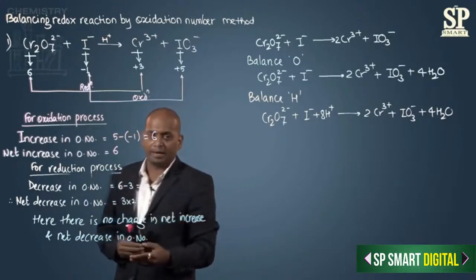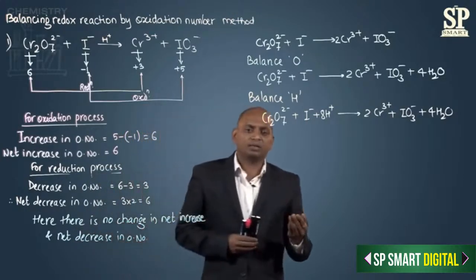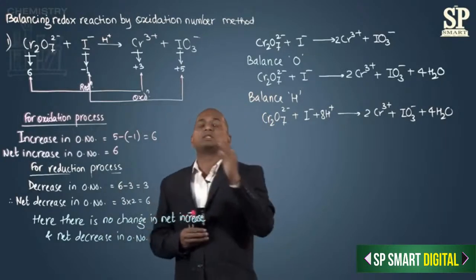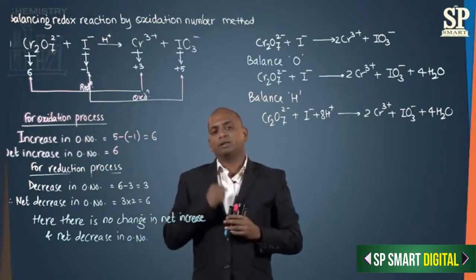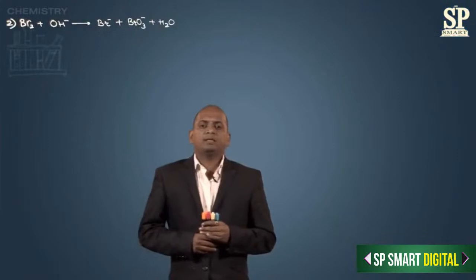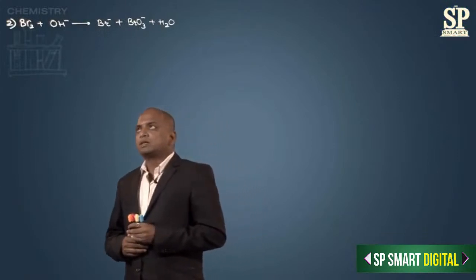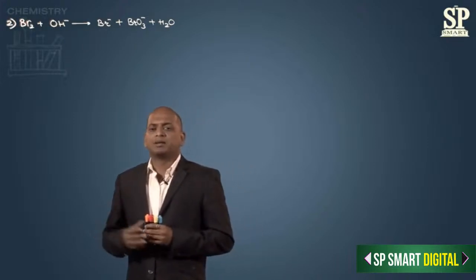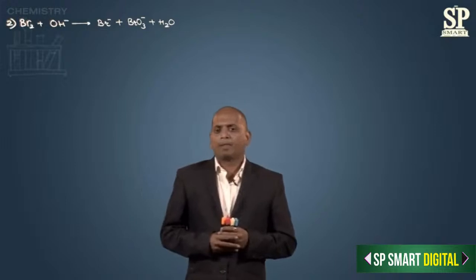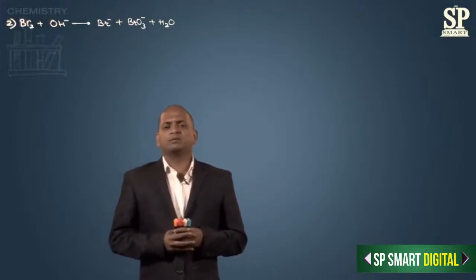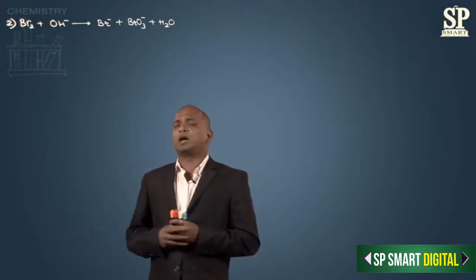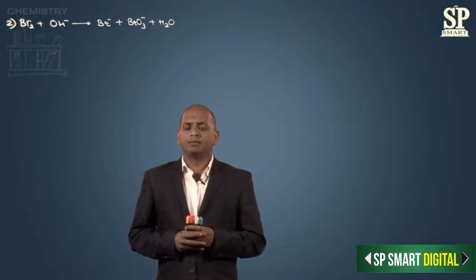Here we won't get that. So we will see one more example involving the oxidation number method in the next session. Here is another example of the oxidation number method for balancing a redox reaction. The previous example involved the acidic medium. This reaction involves the alkaline medium.